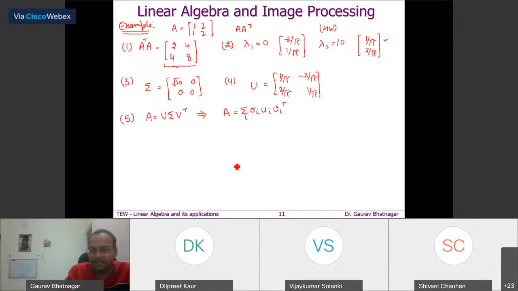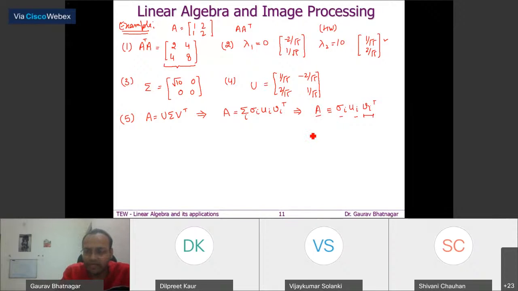So using this, what is the ith relationship? The ith relationship says A is equal to sigma_i U_i V_i transpose. Now in this, I have the value of A, I have the value of sigma, I have the value of U_i, and I need to find out the value of V_i transpose. So how are you going to get that? You just plug in all the values and you are going to get the final value.